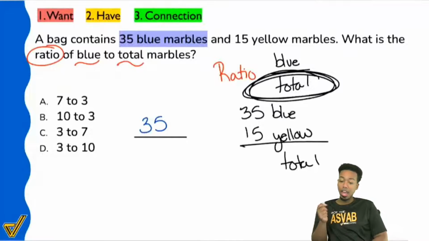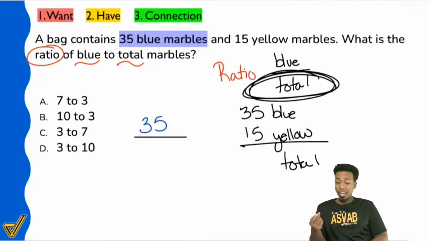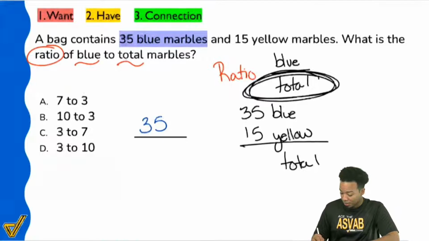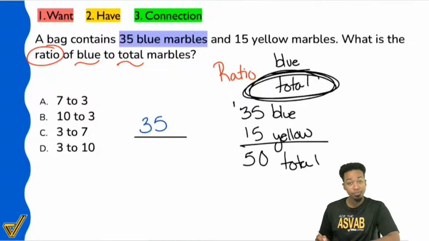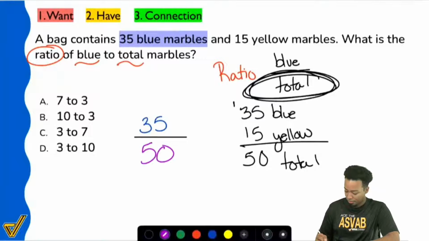I see some people saying add the two, add blue and yellow. Yeah, that's correct. So 35 plus 15, 5 plus 5 is 10. Then we got to carry the 1. 1 plus 3 plus 1, that'll be 5. So that gives us 50 total. And what we're going to place here in the denominator will be 50.